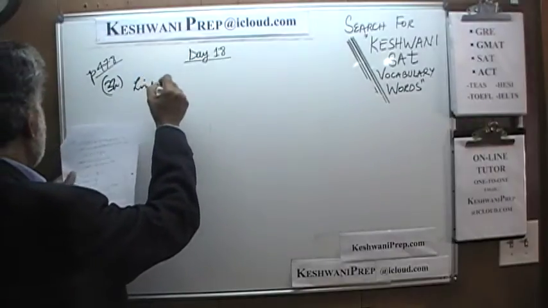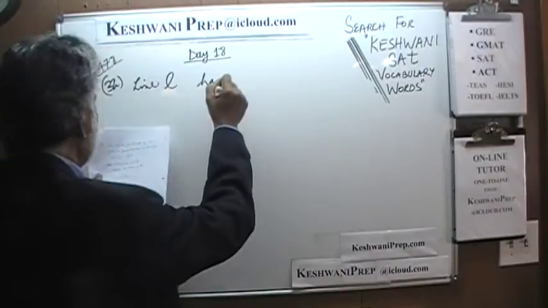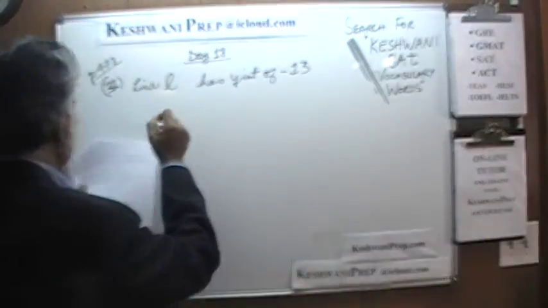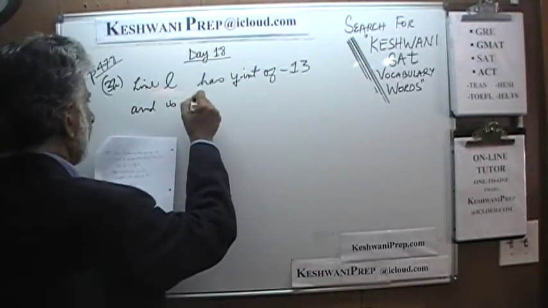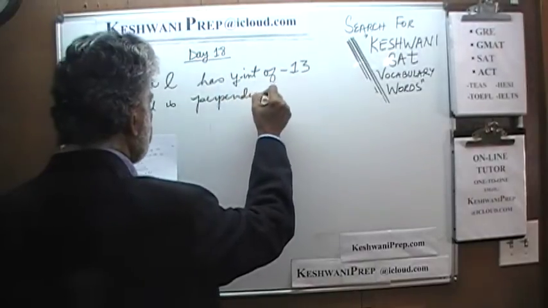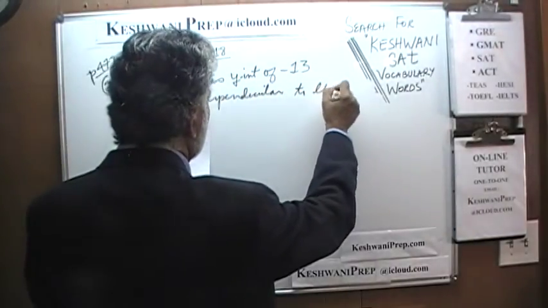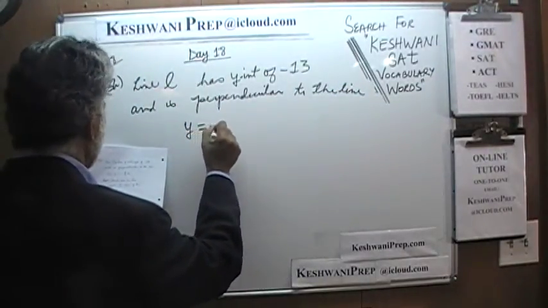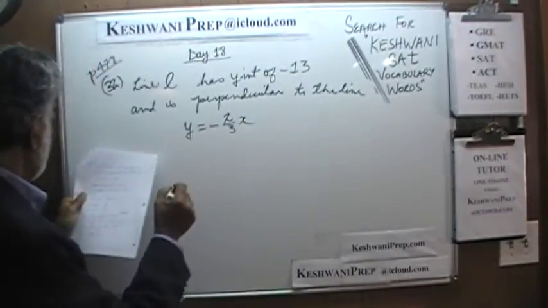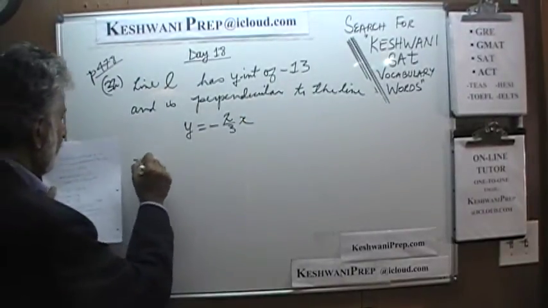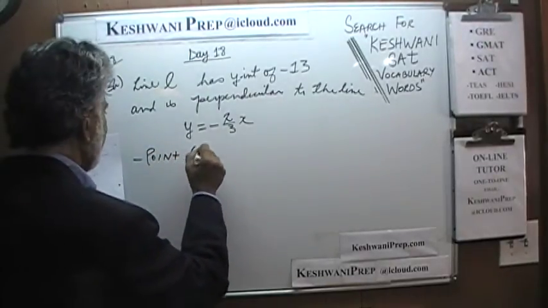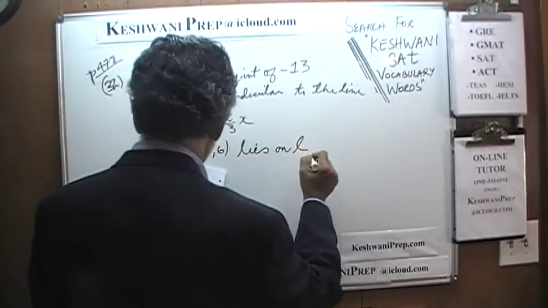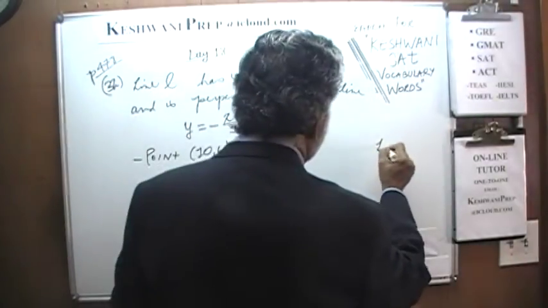Thirty-two says line L has y-intercept of negative 13 and is perpendicular to the line y is equal to negative 2/3 x. We are further told that the point 10, 6 lies on L. The question is, what is the value of B?